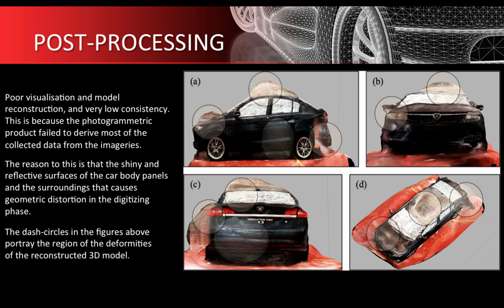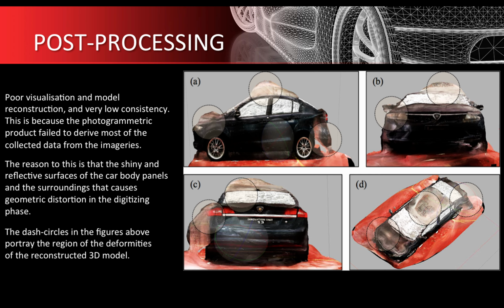Initially, poor visualization and model reconstruction with very low consistencies are seen. This is because the photogrammetric model failed to derive most of the collected data from those images. This is because of the shiny and reflective surfaces of the car body panels. Thus, it causes geometric distortion during the digitizing phases.